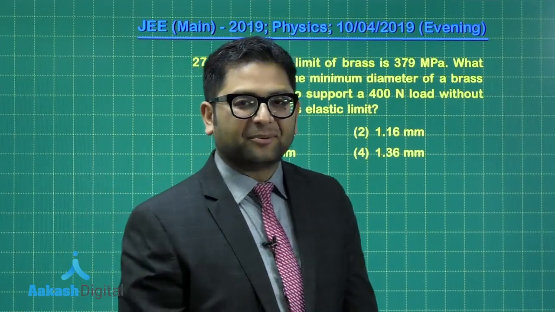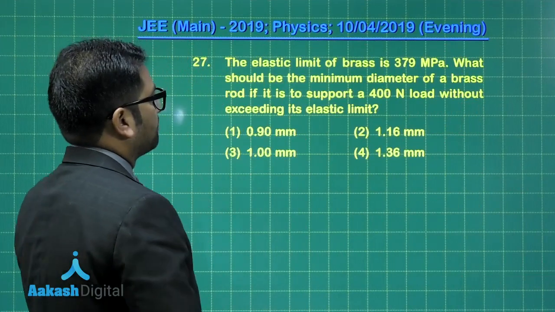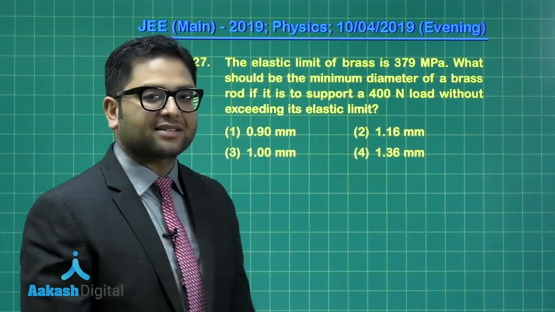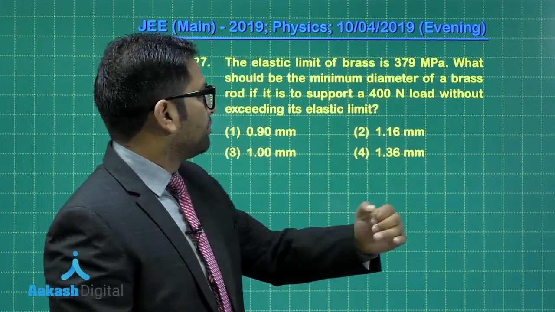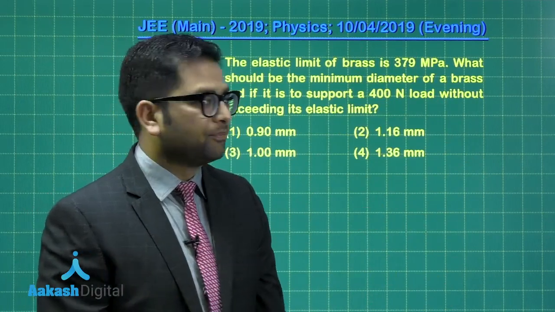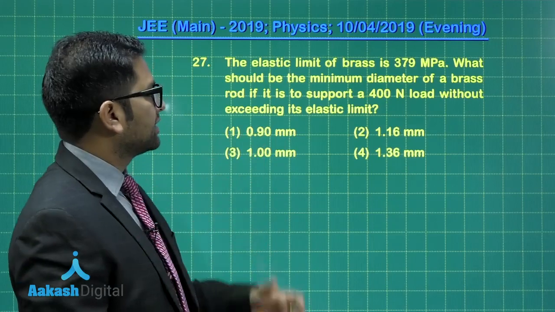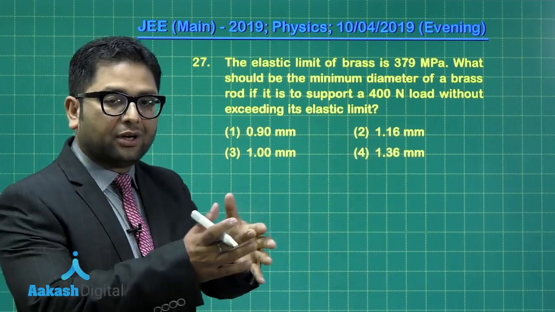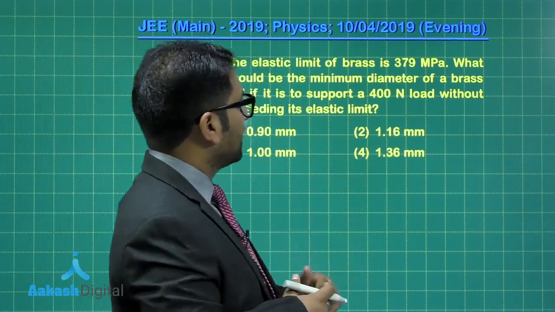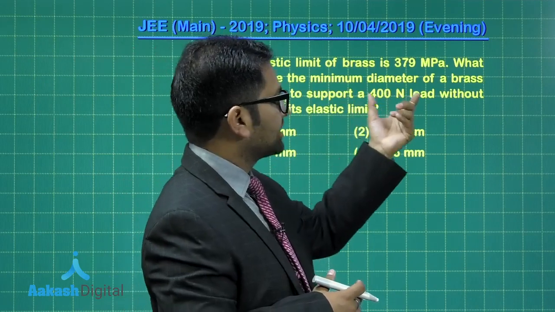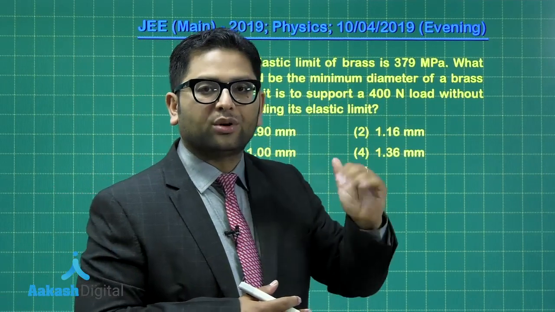27th, elasticity, a straightforward one. Now here the question says the elastic limit of brass is 379 megapascal. So if the stress exceeds this, the brass wire is going to snap. Now it asks what should be the minimum diameter of a brass rod if it is to support this much? You know, the larger the diameter, the less the chance of snapping. But for this given condition, the load is there, I need to calculate the minimum diameter. I cannot go below that, right?